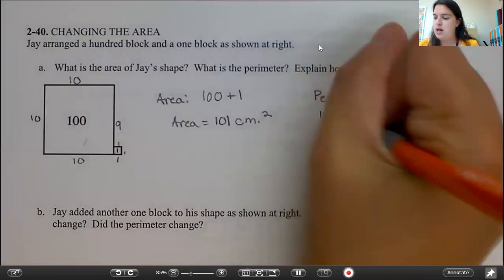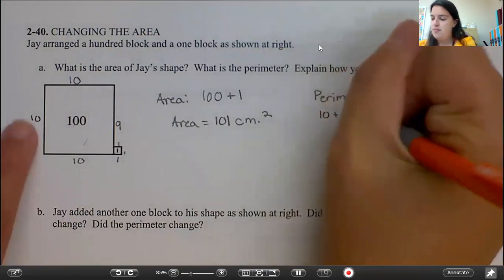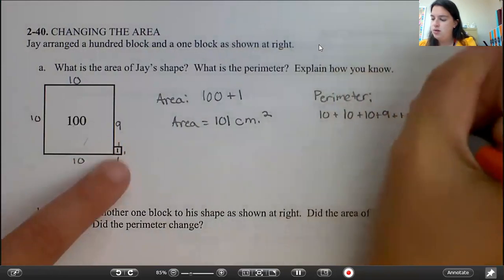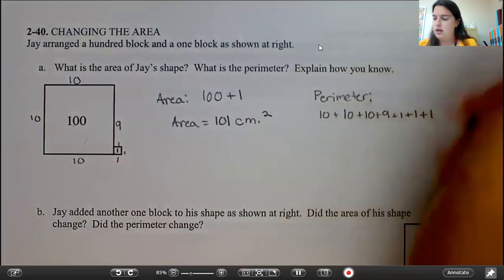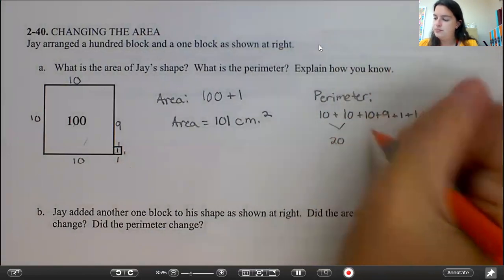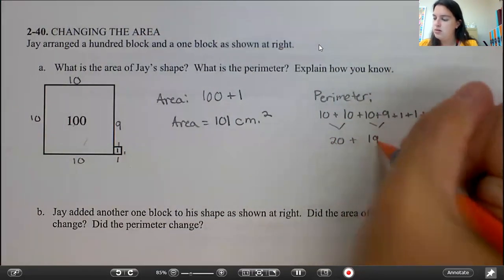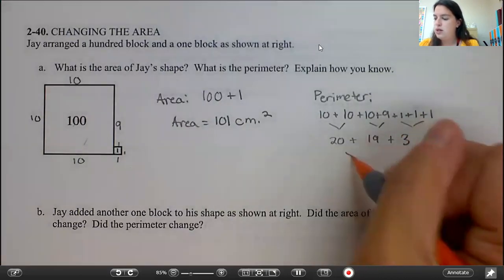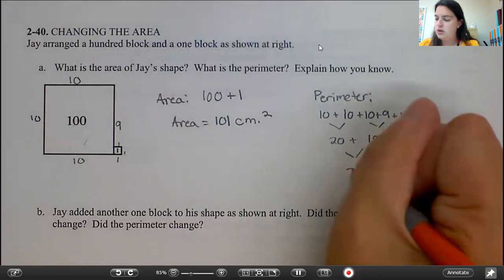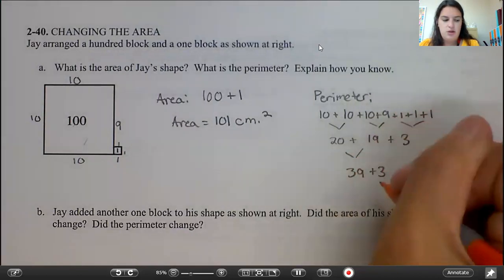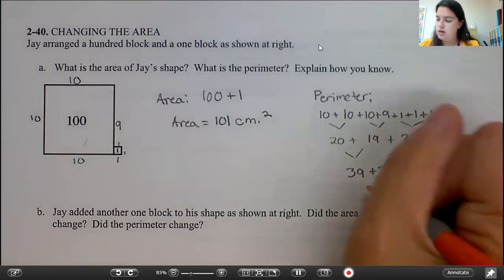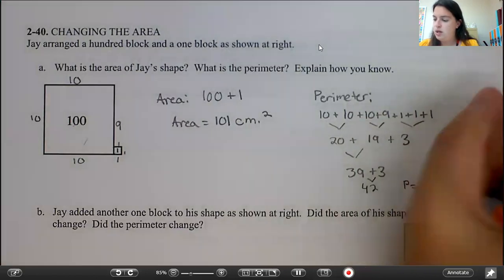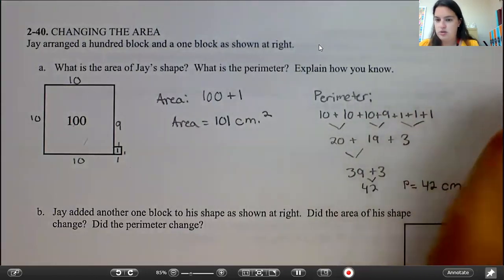So our perimeter, we have 10 plus 10 plus 10 plus 9 plus 1 plus 1 plus 1. So now let's simplify. 20 plus 19 plus, and we're going to do all these together, 3. 20 plus 19 is 39 plus 3. 39 plus 3 is 42. So our perimeter would equal 42 centimeters.